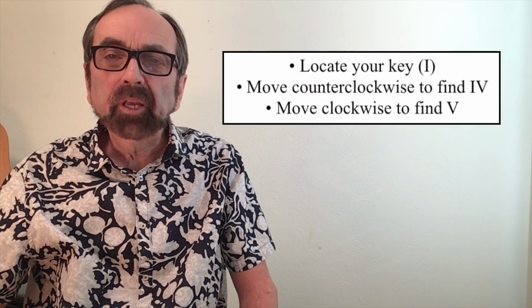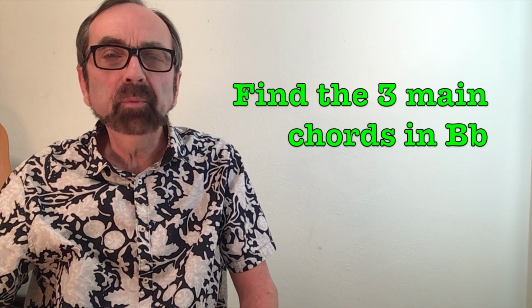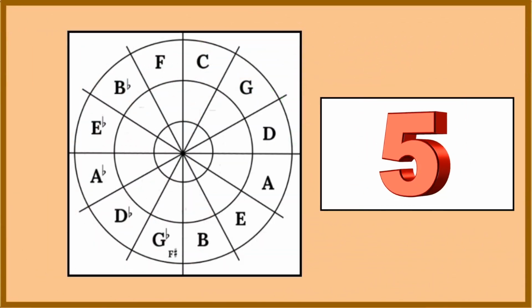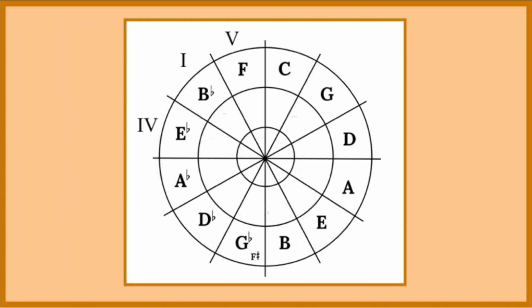This process remains true for any key, so now you try it and find the 3 main chords in the key of B flat using the circle. And the 3 main chords in the key of B flat are B flat, E flat, and F.